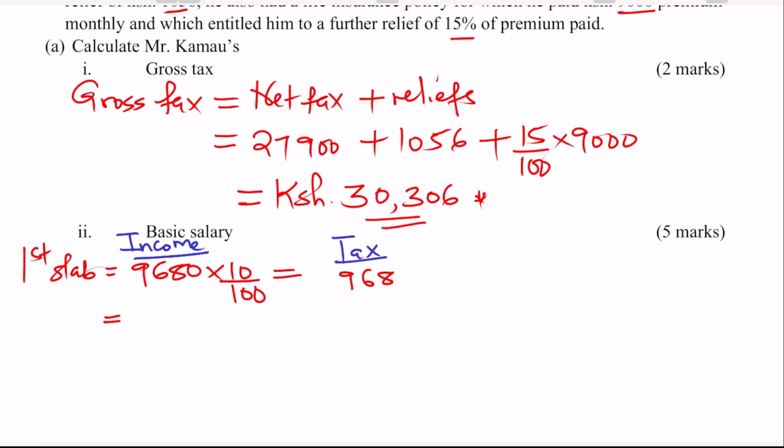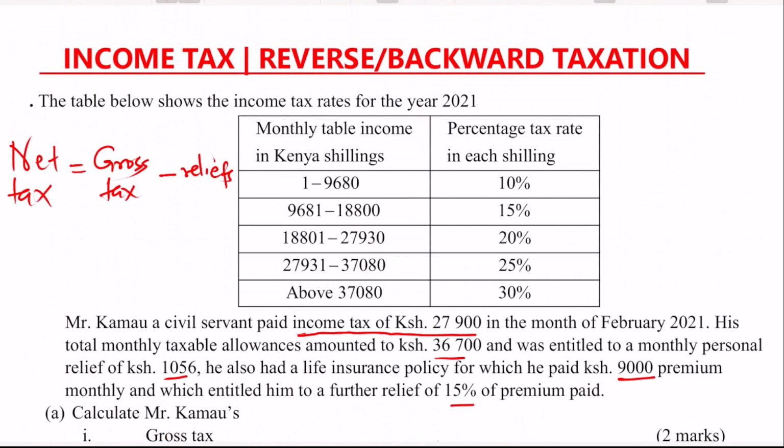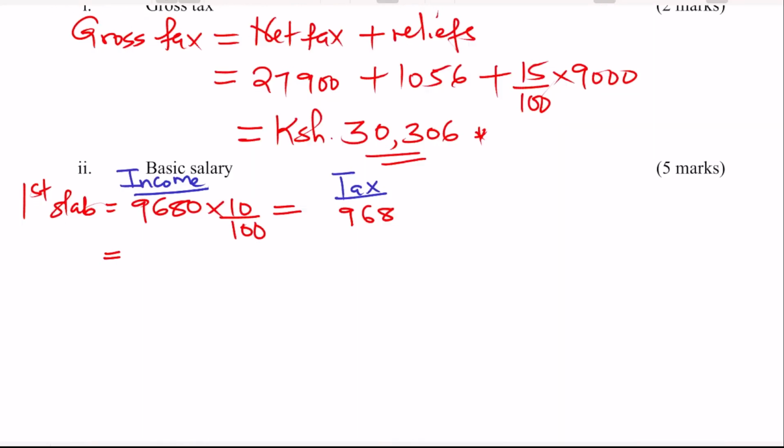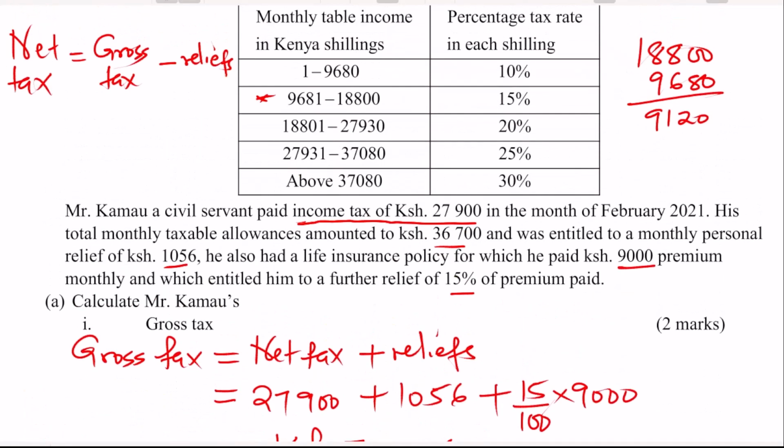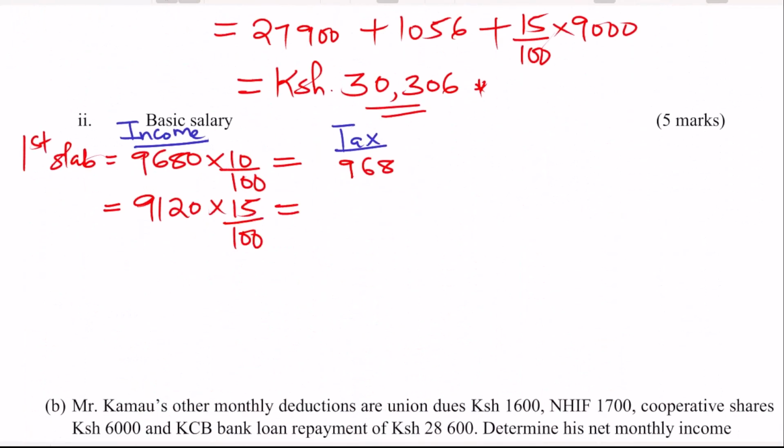So we go to the second slab. The second slab is 18,800. We subtract 9680, and this will give us 9120. The income in that slab is 9120. Then the tax rate in the second slab is 15%. So working this out will give a tax of 1368 shillings. So still we've not arrived. We have to continue. Our target is 30,306. So far we have just 968 plus 1368.